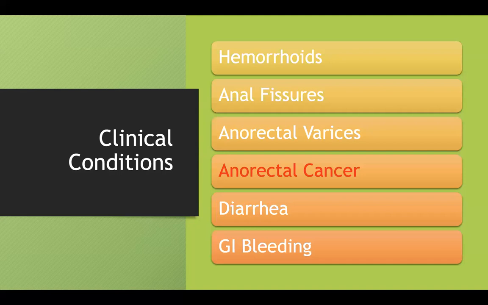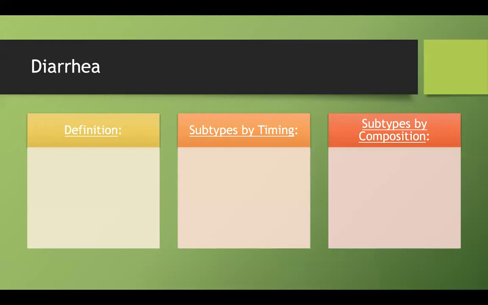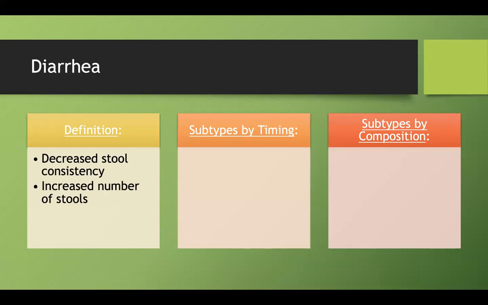So that's it for the rectum-specific conditions, but since this is a little bit of a shorter unit, I wanted to take this time to talk about some things that may not be emphasized in a lot of the other review resources. So I wanted to take some time and talk about diarrhea and GI bleeding. So let's start with diarrhea. The definition of diarrhea is a little bit vague, but just know that you can either have decreased stool consistency or an increased number of stools.